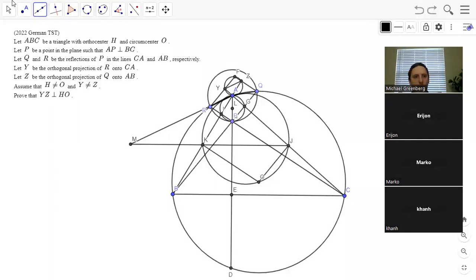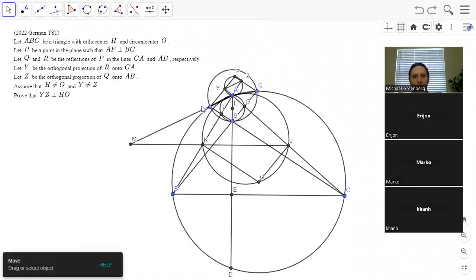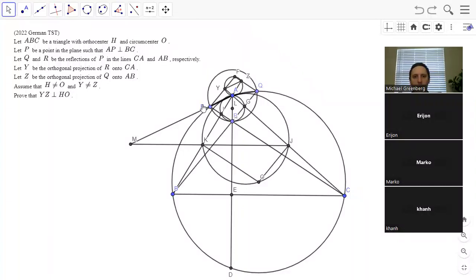So we're on the first problem, and we basically realized that this point P, it says it could be any point so that AP is perpendicular to BC, but we realized that we can reduce the problem to where P is the orthocenter. If we solve it when P is the orthocenter, then we showed that we could solve it in general using a homothety. That is what we're trying to do here.